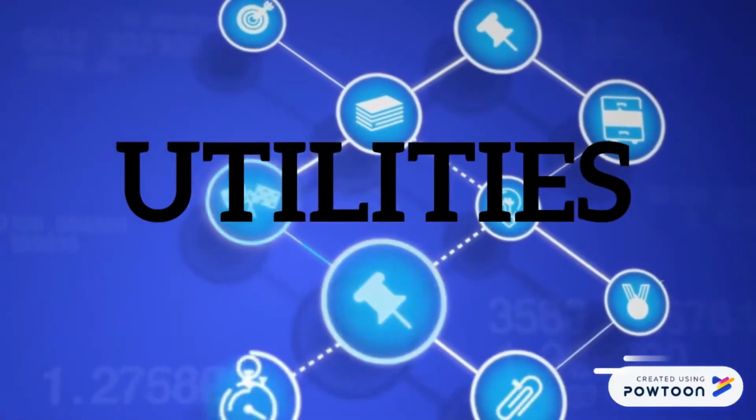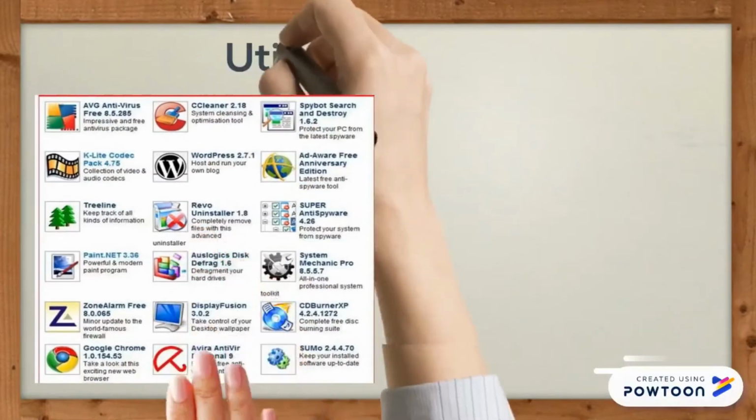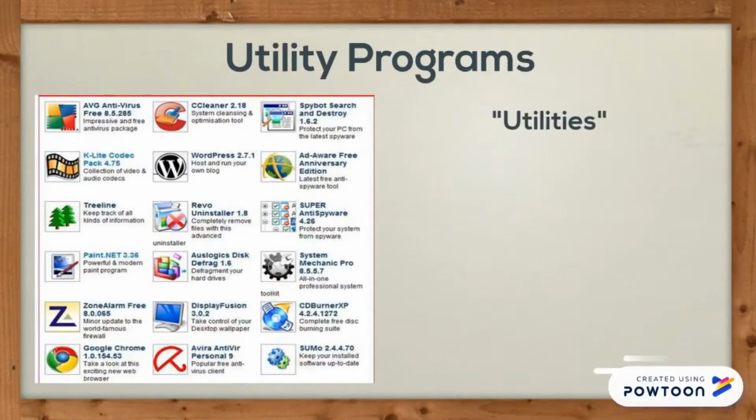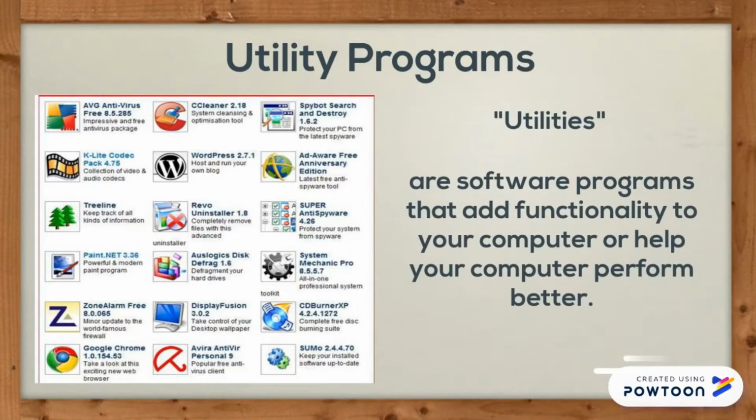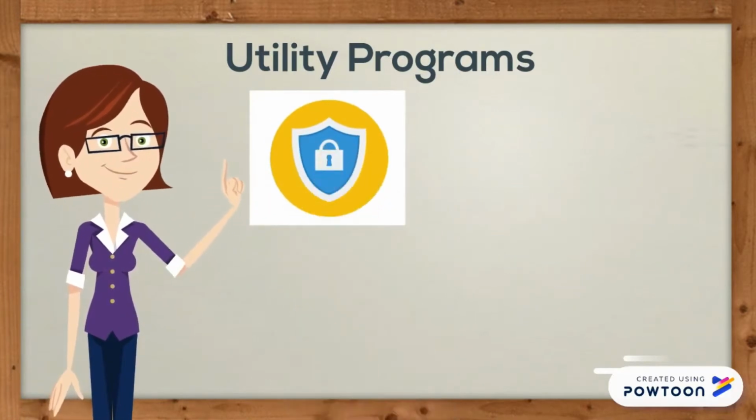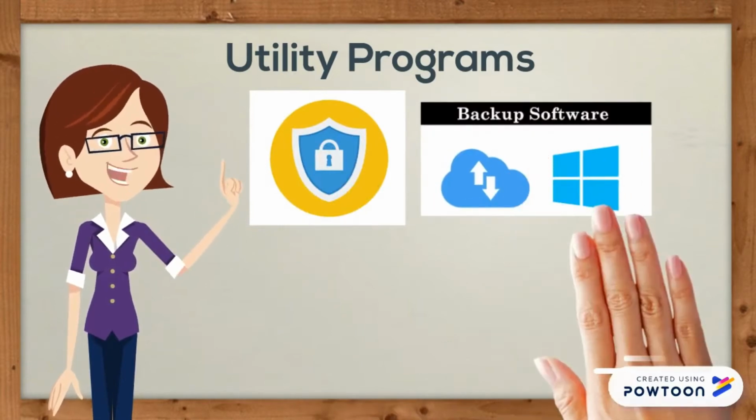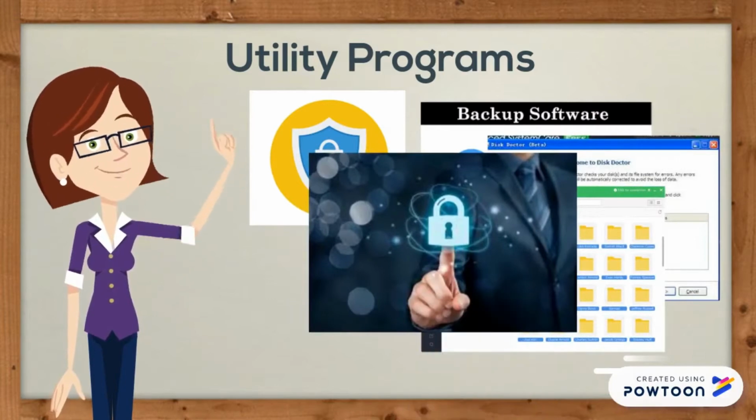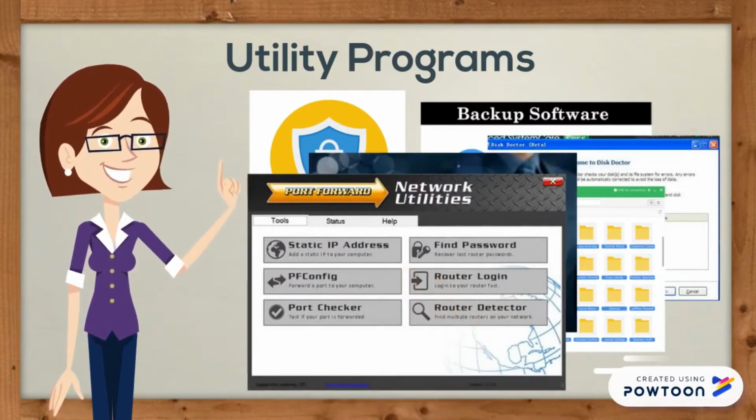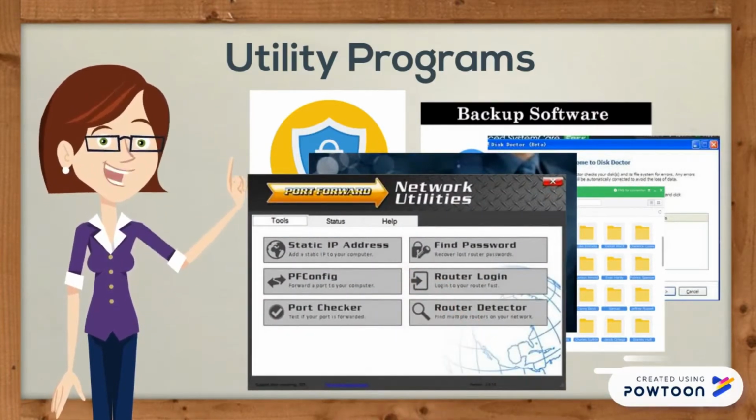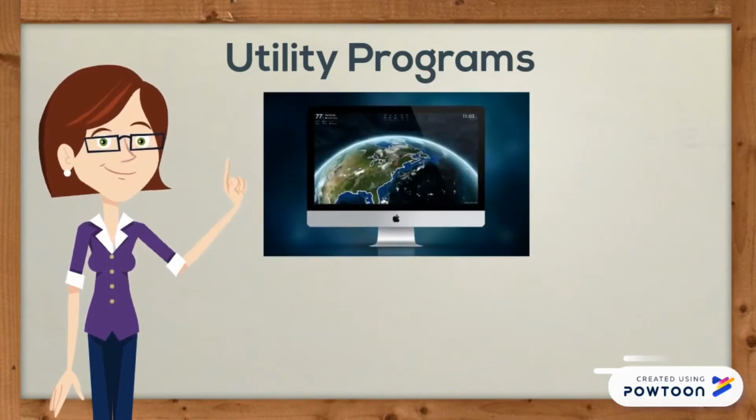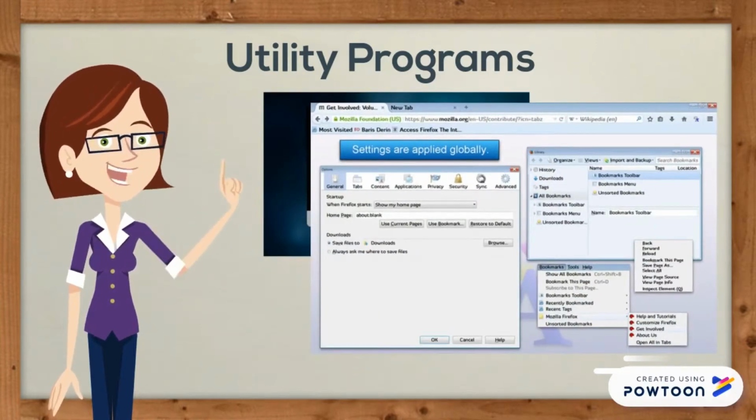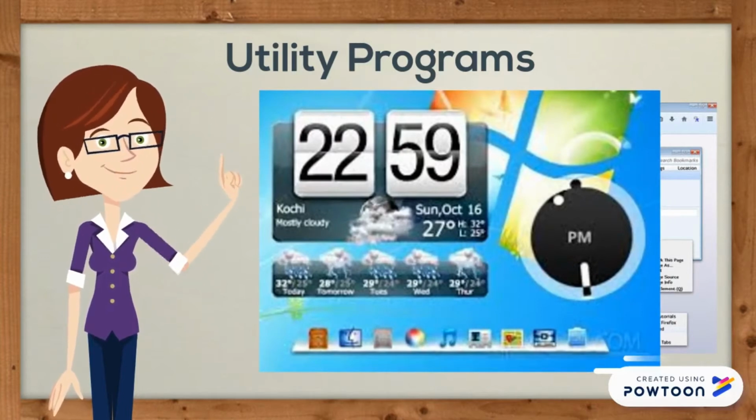Utilities. Utility programs, commonly referred to as just utilities, are software programs that add functionality to your computer or help your computer perform better. These include antivirus, backup, disk repair, file management, security, and networking programs. Utilities can also be applications such as screensavers, font and icon tools, and desktop enhancements.